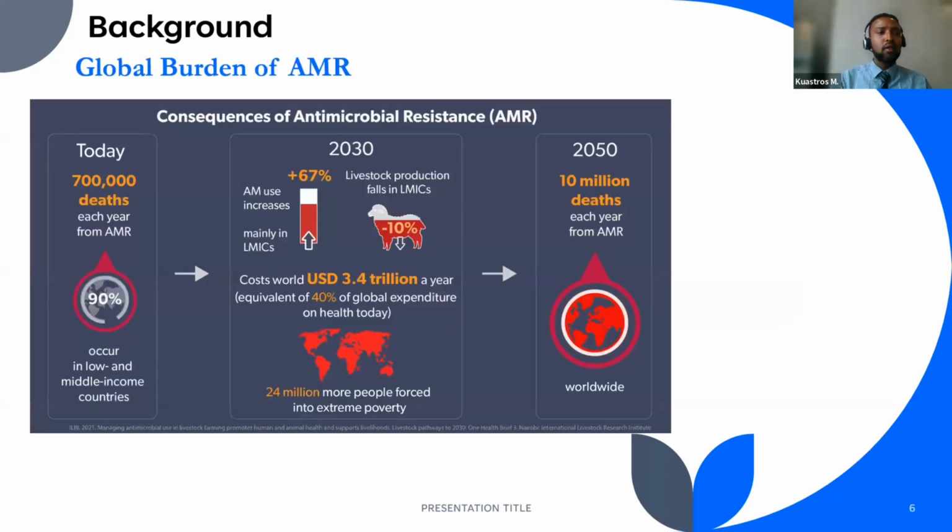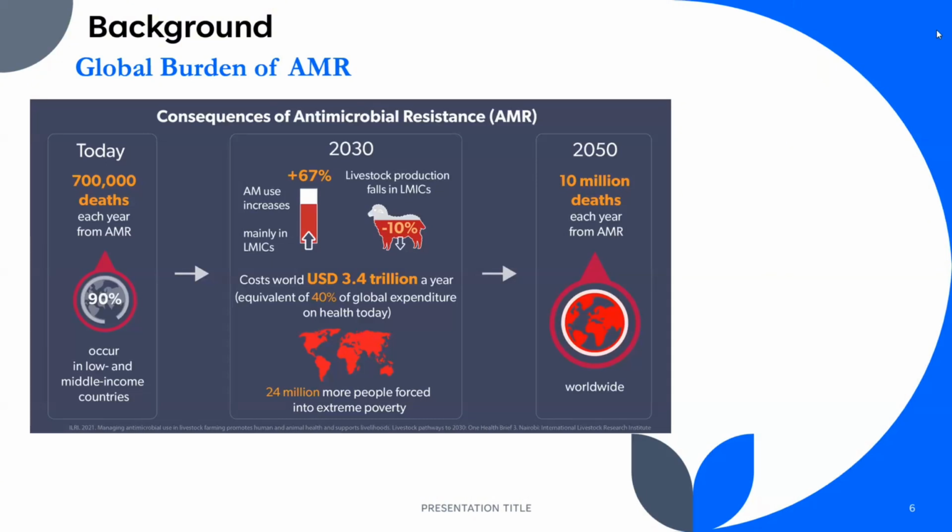Just to show you the global burden of AMR, how it looks like. As you know, nowadays, you might have heard of this, the 700 picture and the 10 million deaths in 2050. And today it's causing almost 700,000 deaths every year from AMR. So if we are not doing any intervention by 2050, which is almost 25 years away, 10 million is really a lot more than any other health threat.